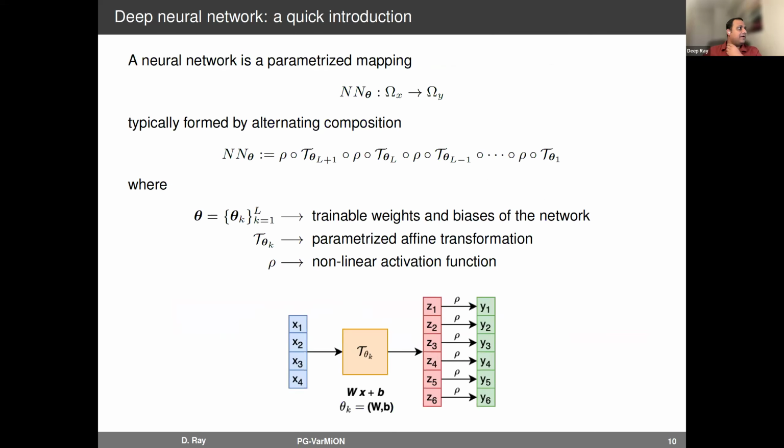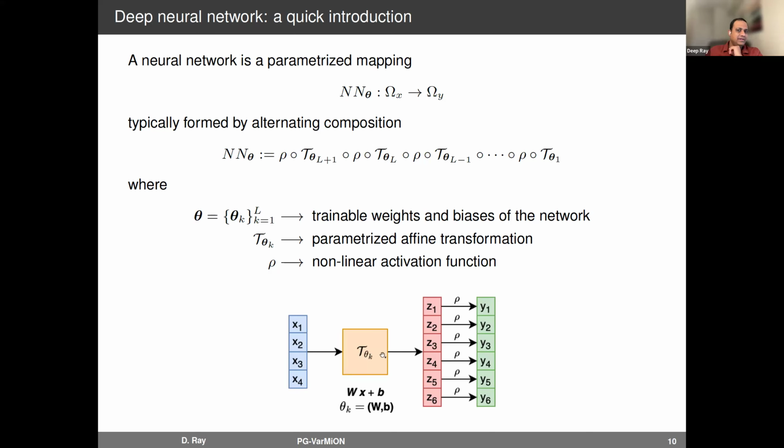Okay. All right. So as I promised, a quick overview of neural networks, if you have not seen this before. A neural network in simple terms is nothing more than a parameterized mapping with the parameters theta, which is going from some input space to some output space. These are typically finite dimensional. In its simplest form, it is given by an alternating composition of parameterized affine transformations followed by component-wise nonlinear activation transformations.